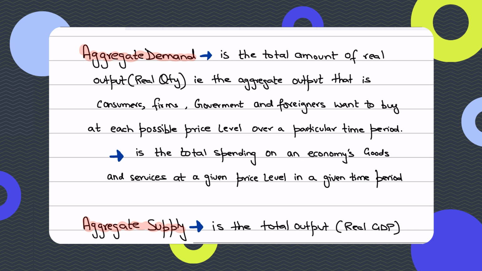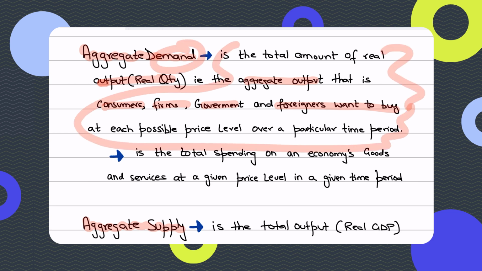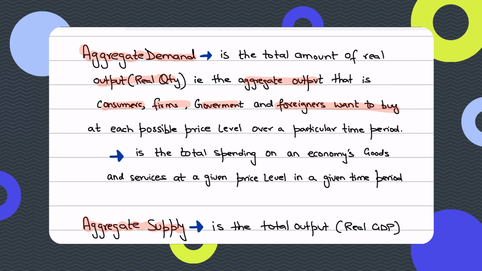Aggregate demand is the total amount of real output, that is the amount of aggregate output that the consumers, firms, or the government and foreigners want to buy, or the demand at each possible price. ये definition मैंने इसलिए लिखी है because I wanted to link it with demand, and demand being in the aggregate economy, aggregate demand. That is a total amount of output that is demanded by consumers, firms, government and foreigners. They want to buy at each possible price.